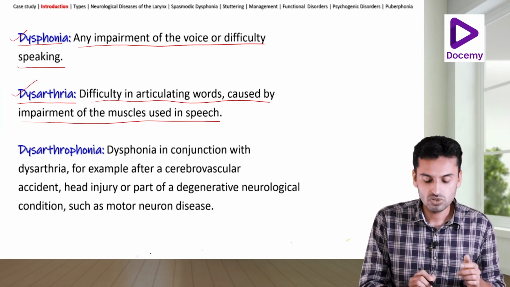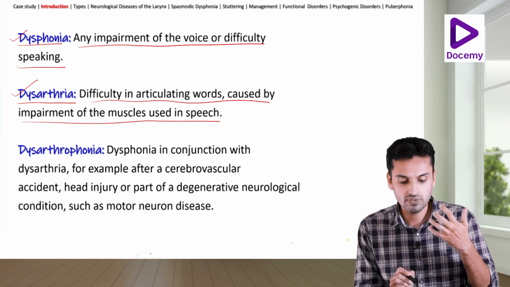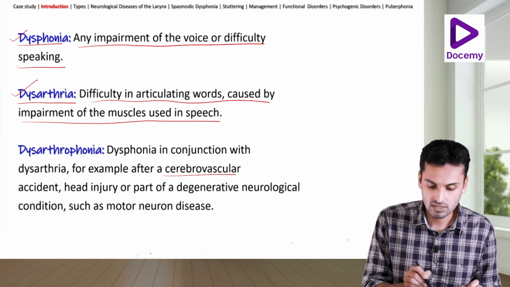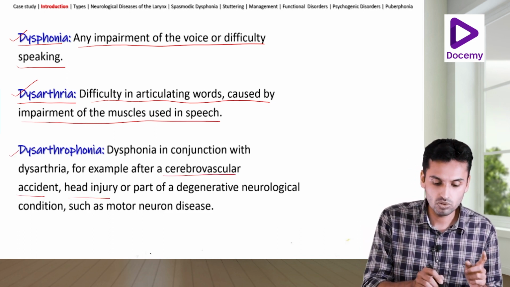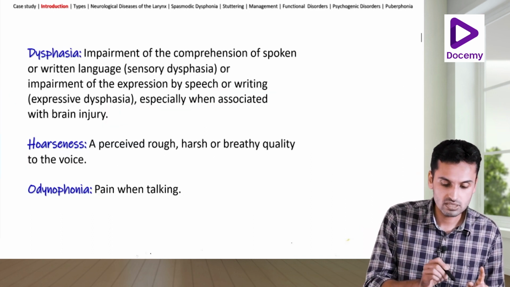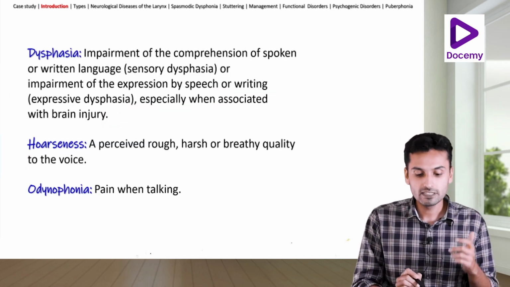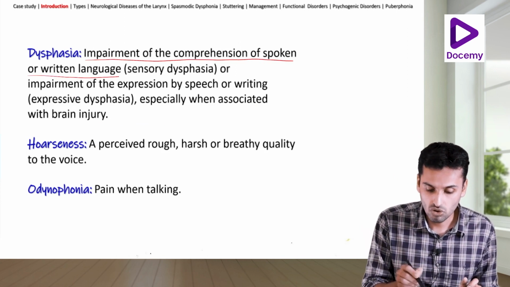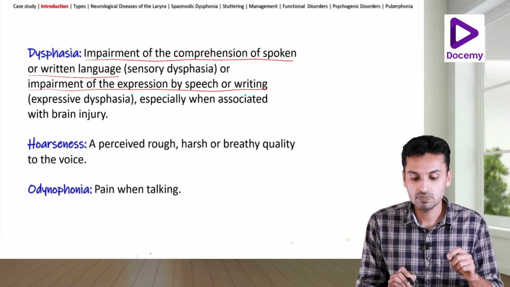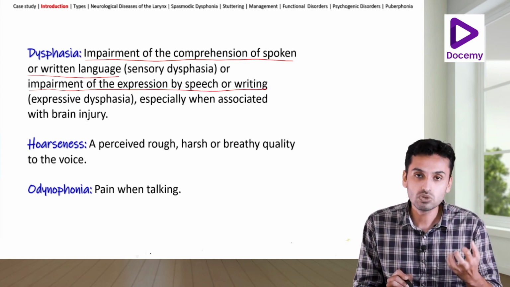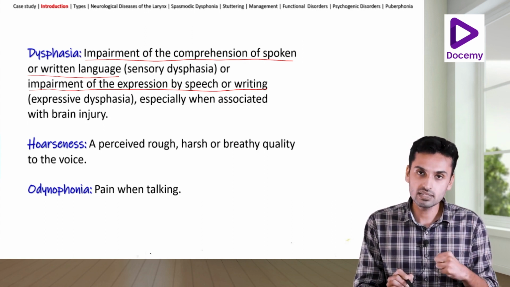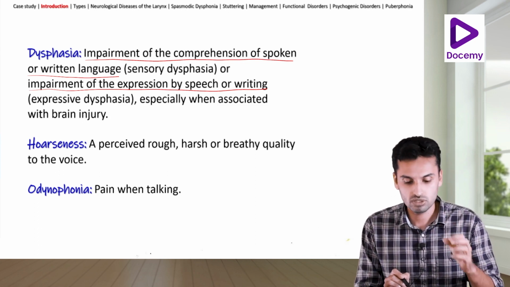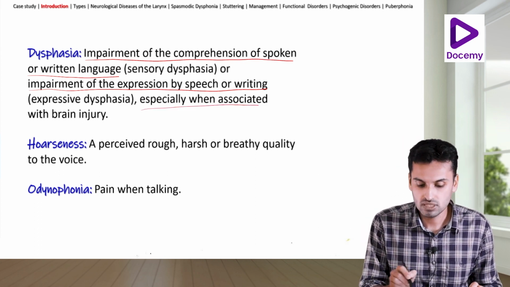So that is dysarthria. Dysarthrophonia is when there is a difficulty in production of the voice as well as articulation, and this usually occurs after a cerebrovascular accident, head injury and so on. So you have both dysarthria and dysphonia. So what is dysphasia? In dysphasia, there is an impairment in the comprehension of spoken or written language or impairment of the expression of speech or writing. Okay, so there is a language problem. There is difficulty in understanding, comprehension or expression. So there is a sensory dysphasia or a motor, expressive dysphasia, and it's also associated with brain injury.